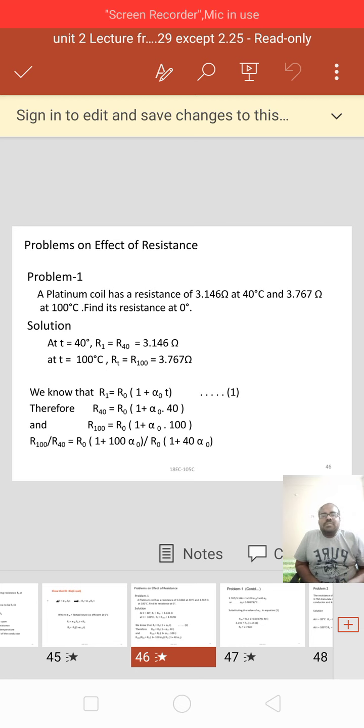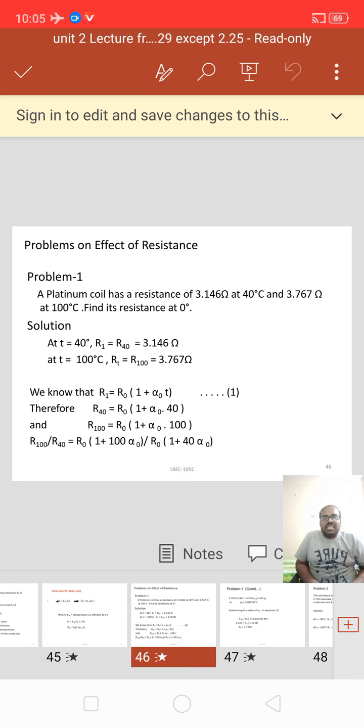Next, problems on the effect of temperature on resistance. A platinum coil has a resistance of 3.146 ohm at 40 degrees Celsius and 3.767 ohms at 100 degrees Celsius. Find the resistance at 0 degrees Celsius. Solution: here we have two temperatures, T equal to 40 degrees Celsius and T equal to 100 degrees Celsius.